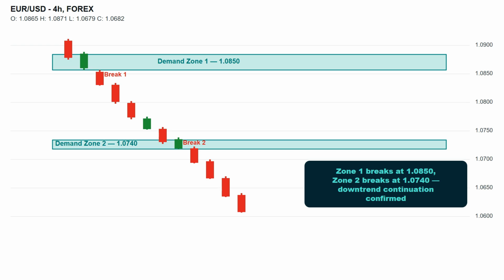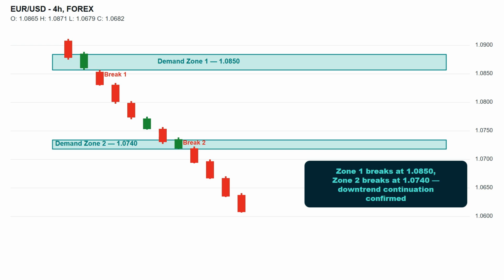Let's walk through this on an actual chart. Say we're on Euro USD, 4-hour time frame, and we're already in a clear downtrend. Price rallies up into a demand zone sitting around 1.0850. It pauses there for a couple of candles, then breaks straight through, dropping toward 1.0790.